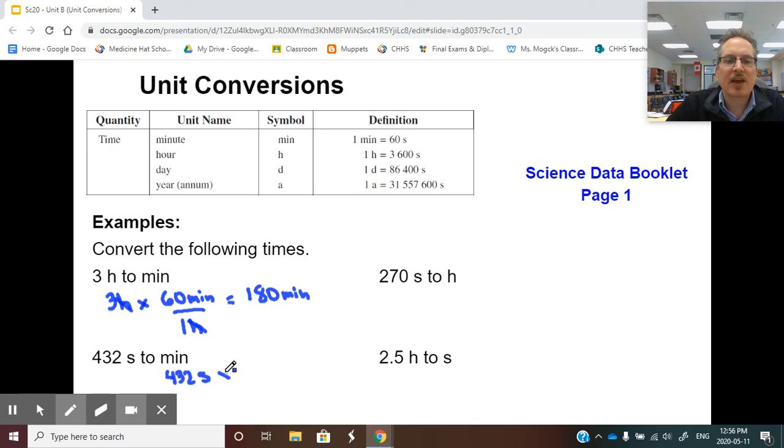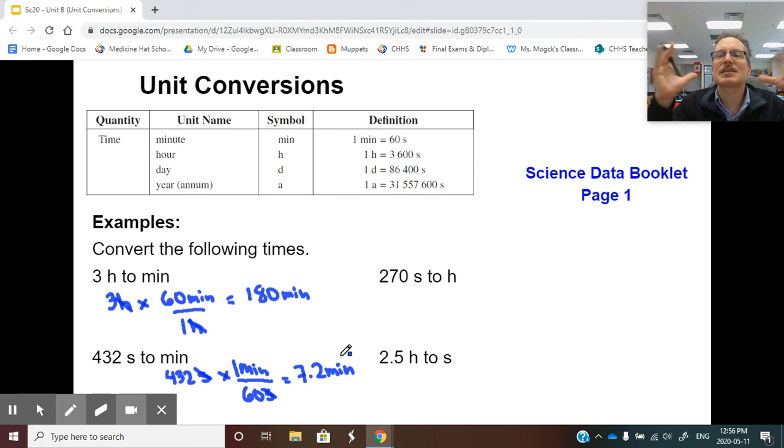Changing it to minutes. Now, we know that there are 60 seconds in 1 minute, so I want to get rid of seconds, so I want to put the 60 seconds on the bottom. I want to put the 1 minute on the top. So I'm going to go 432 times 1 divided by 60. And I'm going to get 7.2 minutes. Again, lots of seconds means we're going to have a small number of minutes.